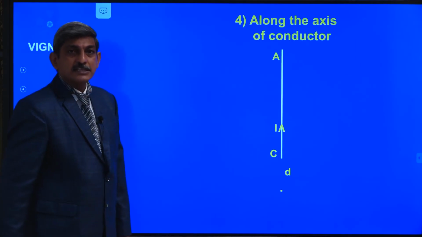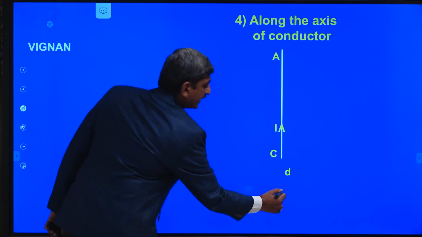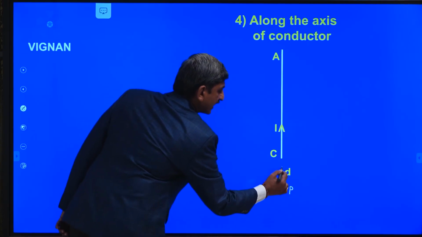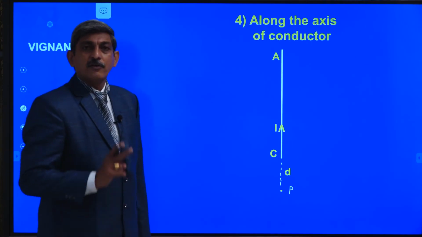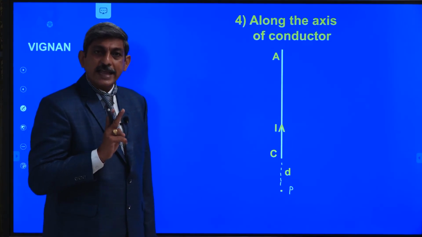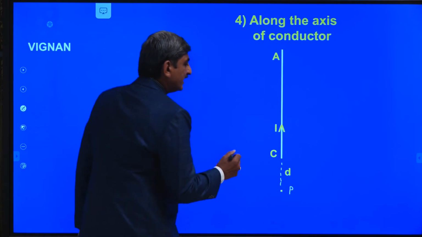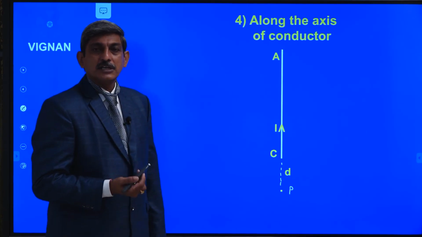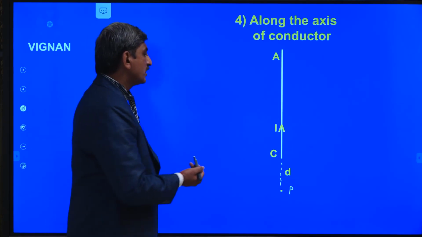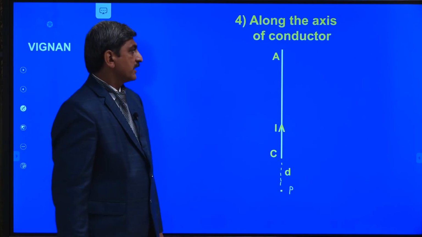Now see another case: along the axis of the conductor. If suppose the point P is located at distance d along the axis of the conductor, then what happens? Whenever the point is located along the axis of the conductor, the perpendicular distance d is equal to 0. If d is equal to 0, the magnetic induction is also equal to 0 for this case.